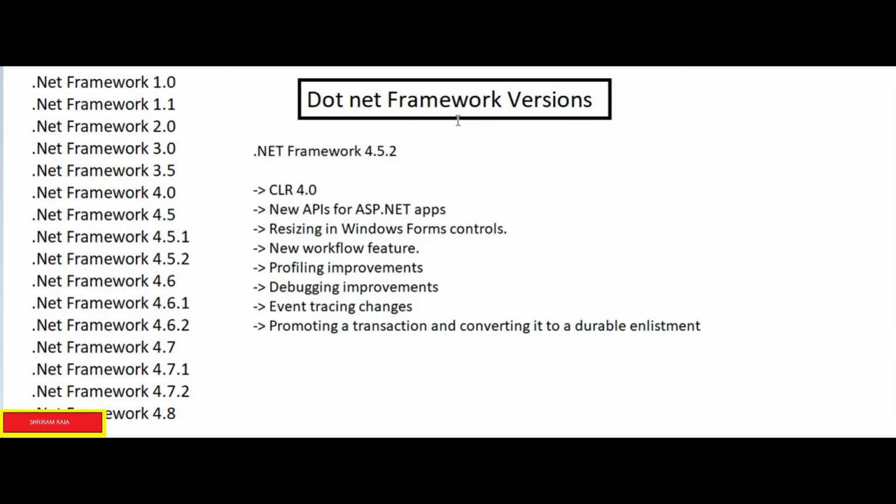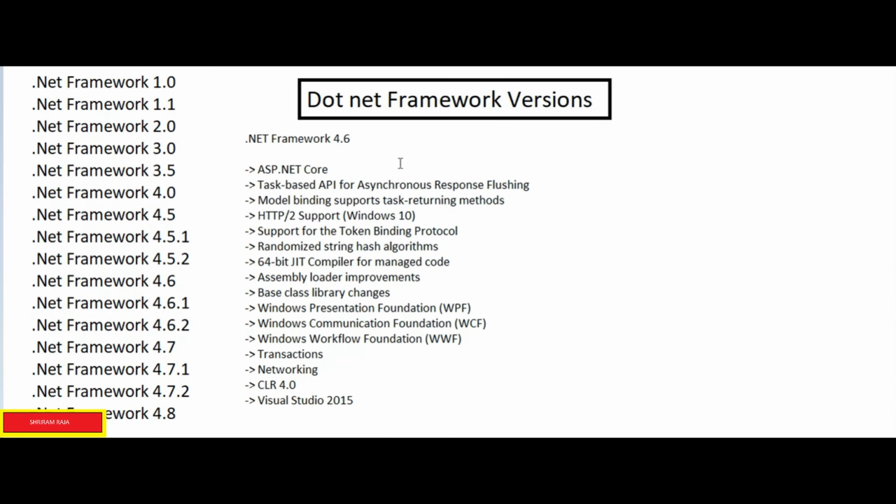of the .NET Framework. In .NET Framework 4.6, ASP.NET Core is introduced, and task-based API for asynchronous response flushing, model binding supports task-returning methods, HTTP/2 support, token binding protocol, randomized string hash algorithms, 64-bit JIT compiler for managed code, assembly loader improvements, base class library changes, Windows Presentation Foundation, Windows Communication Foundation, Windows Workflow Foundation, transaction, networking, CLR 4.0 and Visual Studio 2015 have been introduced.